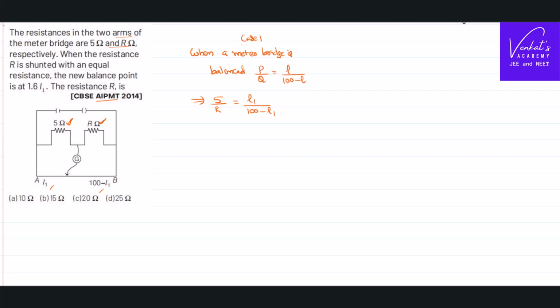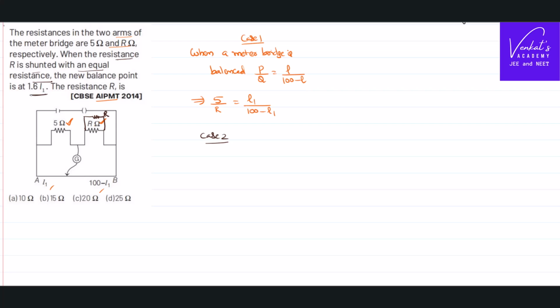That is case 1. Case 2 that he has given is when the resistance R is shunted with an equal resistance R. Shunted means adding a small resistance in parallel. There is another resistance added. Now, the balancing length is 1.6 times L1.